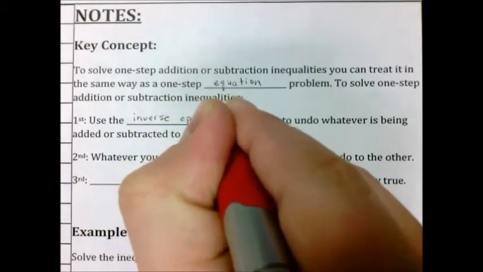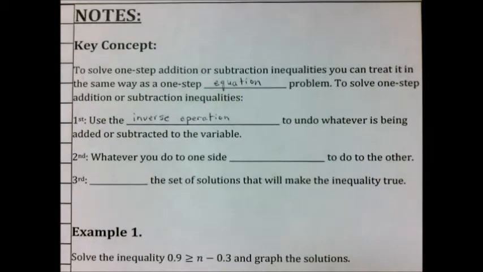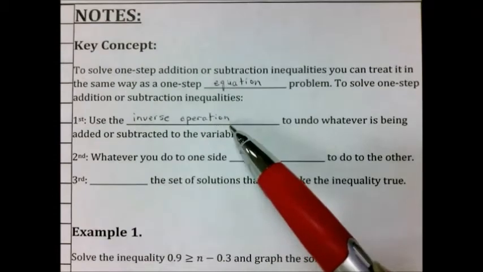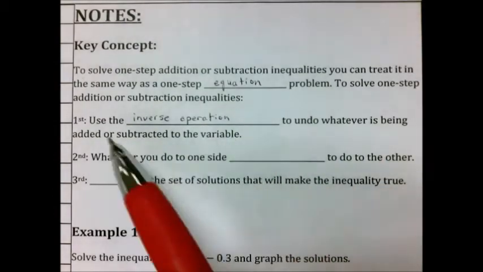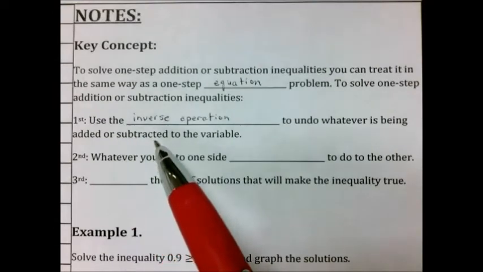An inverse operation is the term we use for doing the opposite of whatever you have. So the opposite of addition is subtraction, the opposite of multiplication is division. Okay, so we can use this inverse operation to undo whatever is being added or subtracted to the variable. So if it's being added, we subtract. If it's being subtracted, then we add.